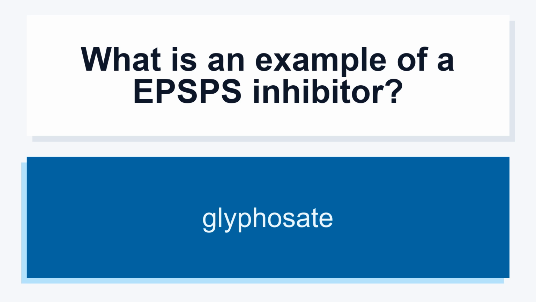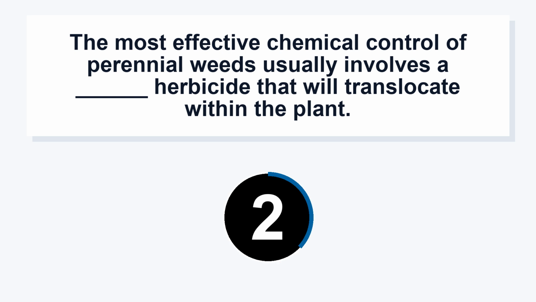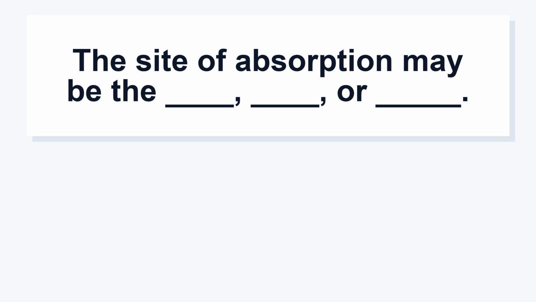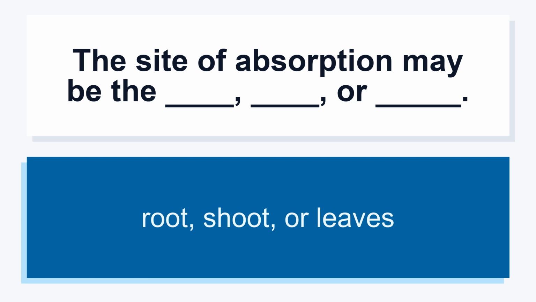Glyphosate. The most effective chemical control of perennial weeds usually involves a ______ herbicide that will translocate within the plant. Systemic. The site of absorption may be the ______, root, shoot, or leaves.